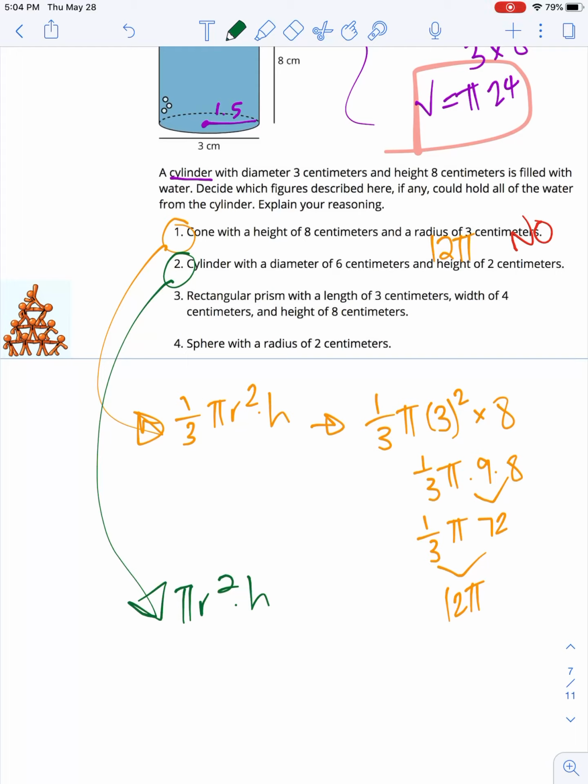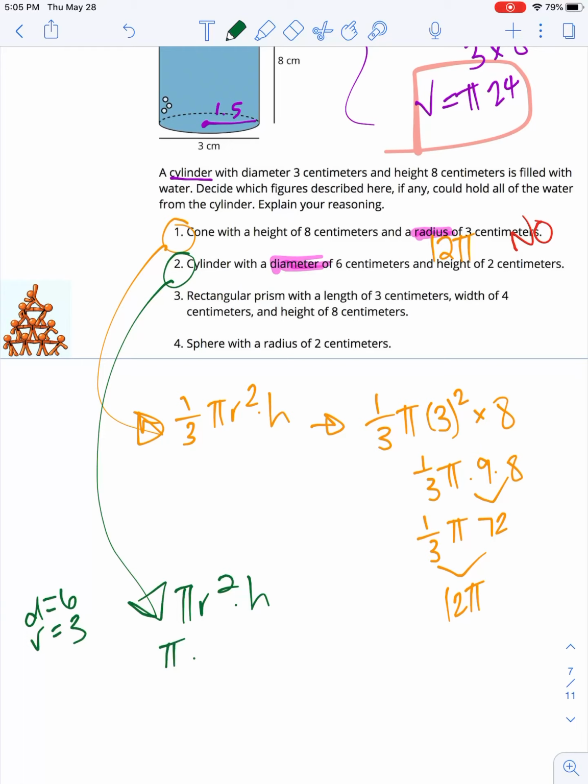What was the diameter? 6. So radius is 3. And just be careful, they're going to be super tricky about their language because that's what they like to do on standardized tests. They say diameter here, but here they say radius. They're trying to trick you, thinking you're reading fast and you're not going to remember to make that radius. So slow down and really read. If diameter is 6, that means radius is 3 because it's half.